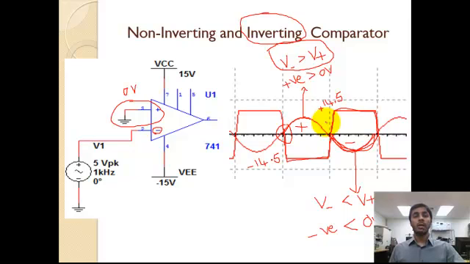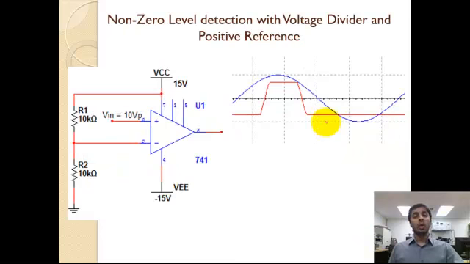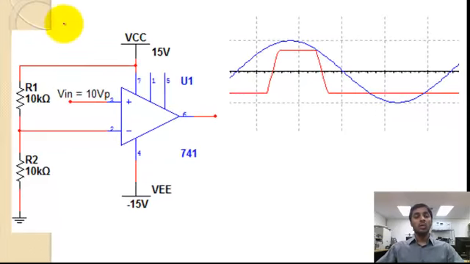Other than comparing with 0, which is greater than 0 or less than 0, how can we build a comparator so that we can compare the input voltage with another voltage other than 0? So let's look at non-zero level detection with a voltage divider network. This particular circuit is a non-zero level detector, because no terminal is grounded.